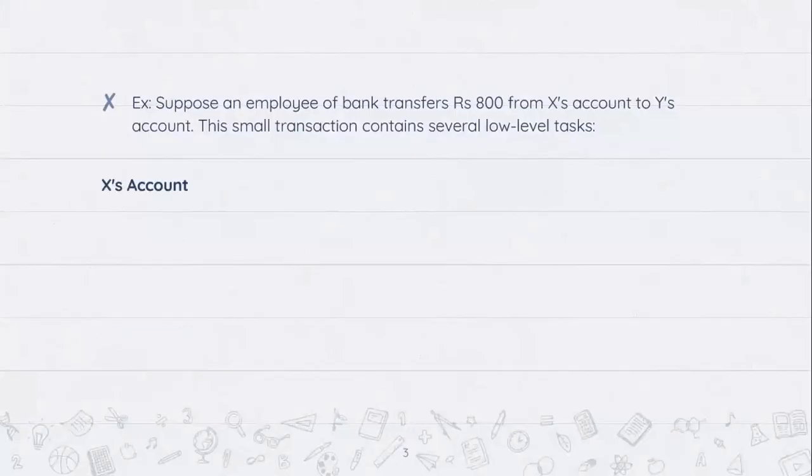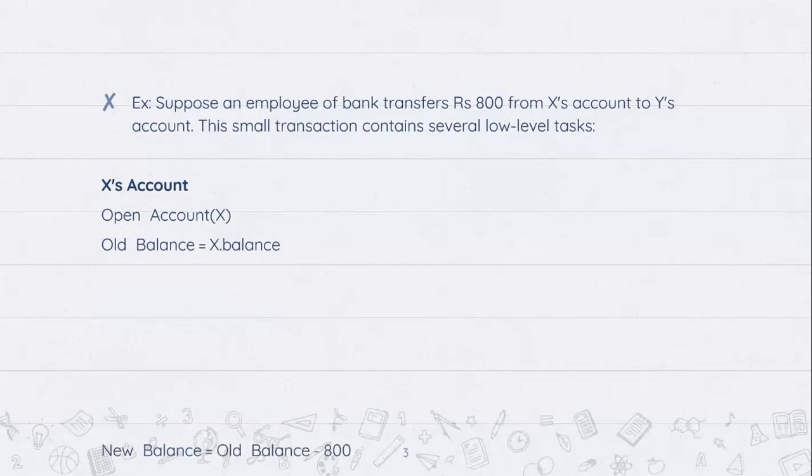So let's take this example. Suppose an employee of a bank transfers 800 rupees from account X to account Y. This small transaction contains several lower level tasks. Think of this as the X account. First, they have to open the account. Then they read the old balance. They compute the new balance, deducting the 800 rupees from the old balance.